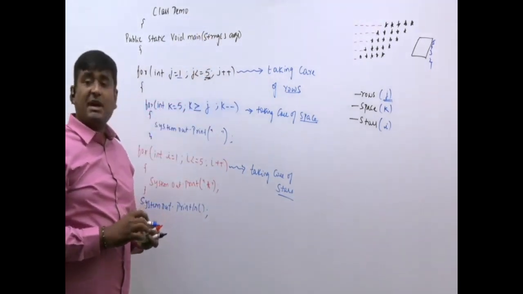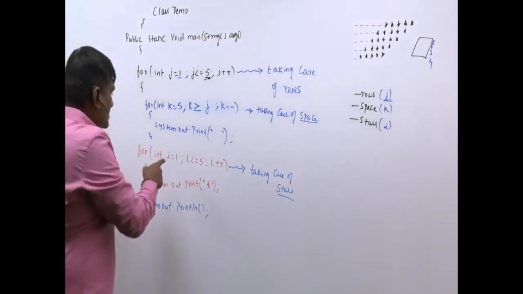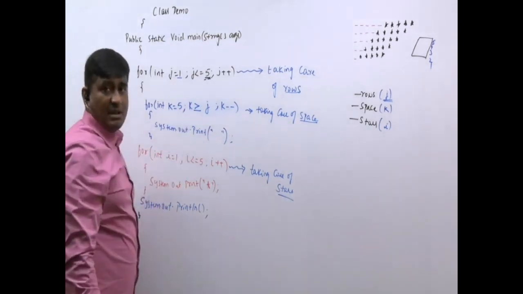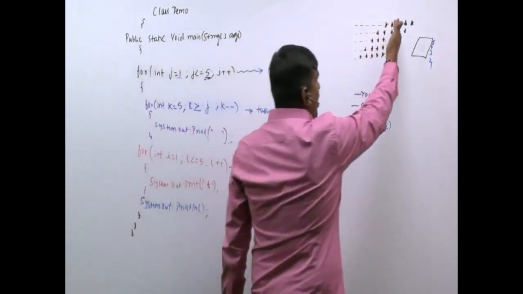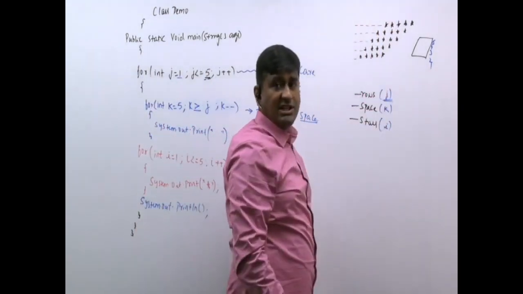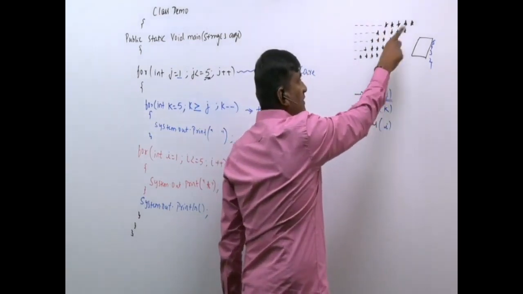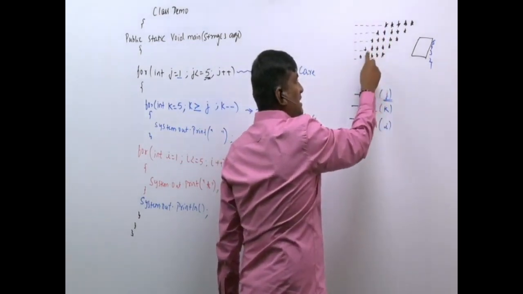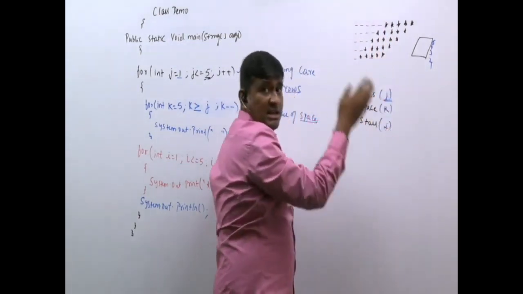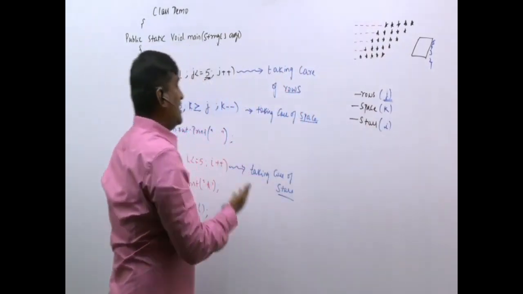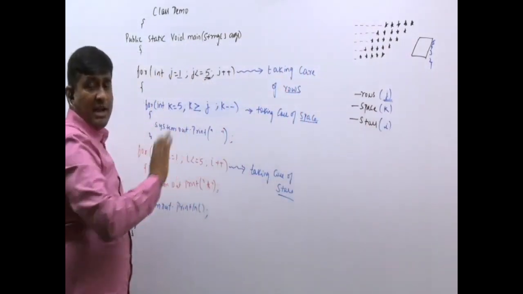Now some students will be having one doubt. Sir, for stars, why have you not written like that? Look at the diagram and tell me, in all lines, is the stars count same or changing? Don't look at the position. How many stars are there in the first row? 5 stars. Second row, 5 stars. Third row, 5 stars. Next row, 5 stars. Next row, 5 stars. Since it is same in all the lines, that is the reason I have written i equal to 1, i less than or equal to 5, i plus plus.